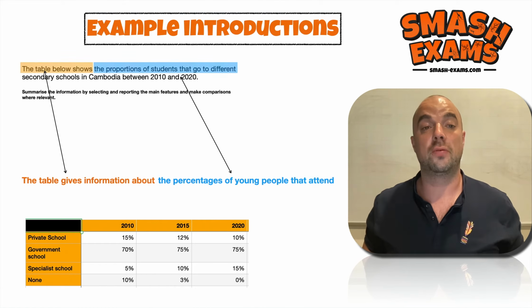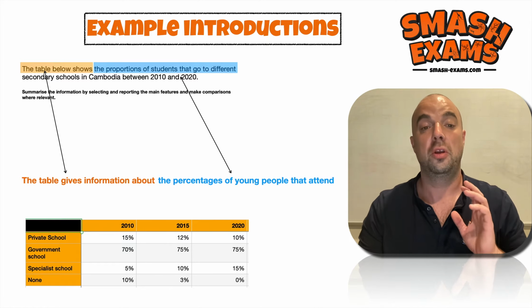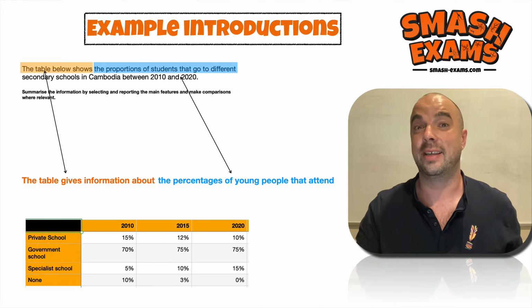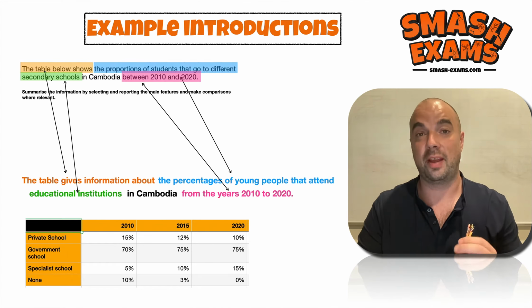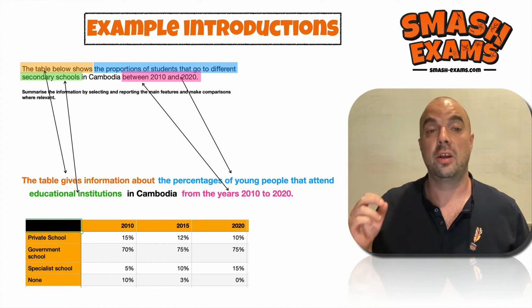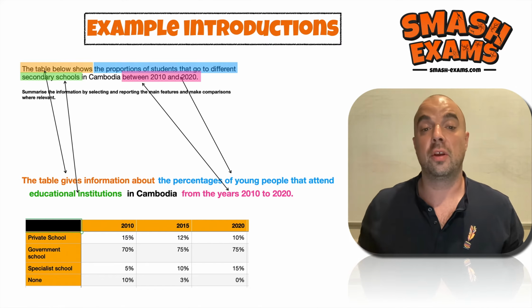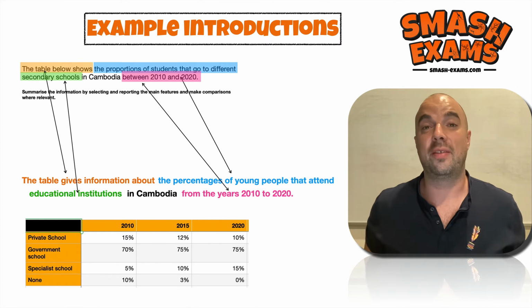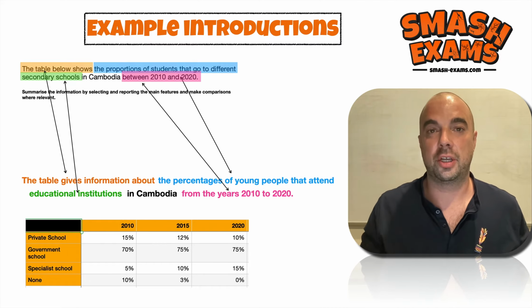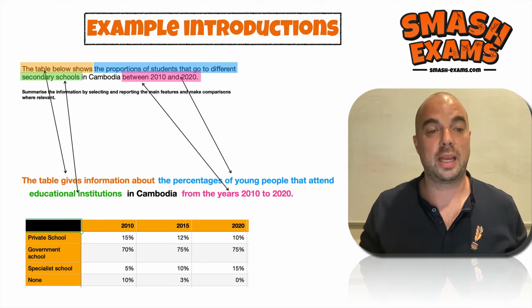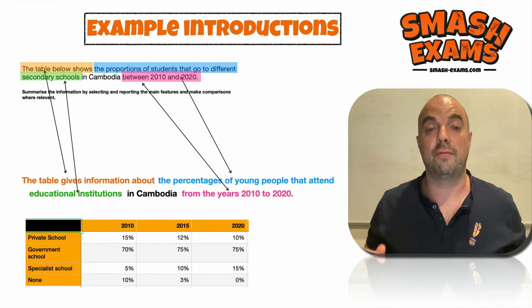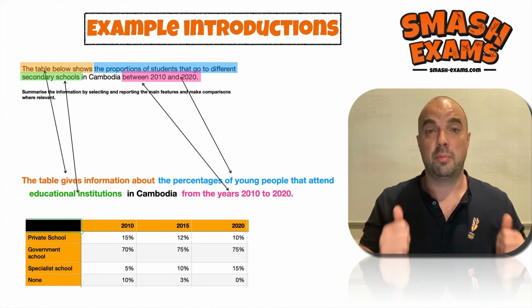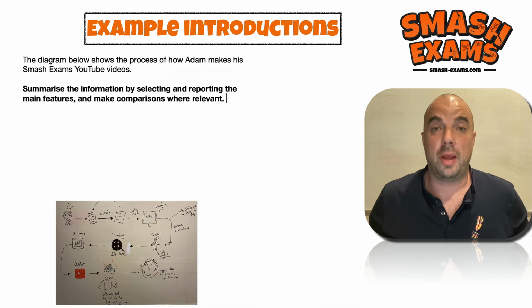We can change the proportion of students that go to different secondary schools to the percentage of young people that attend. We can change secondary schools to educational institutions. And like we said with the years, we can change between 2010 and 2020 to from the years 2010 to 2020. You'll notice that we haven't changed Cambodia. You don't have to paraphrase everything. We now have a full introduction for our writing task 1. The table gives information about the percentages of young people that attend educational institutions in Cambodia from the years 2010 to 2020. Perfect.